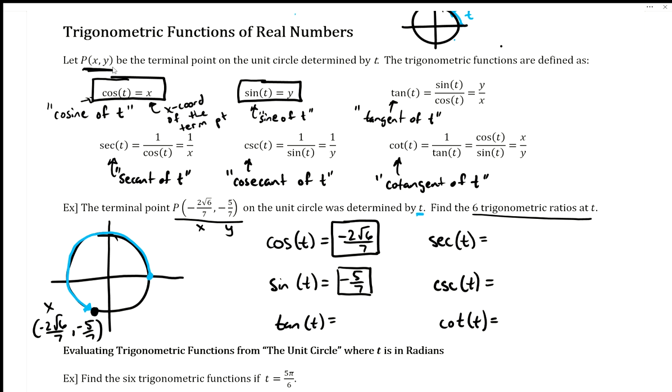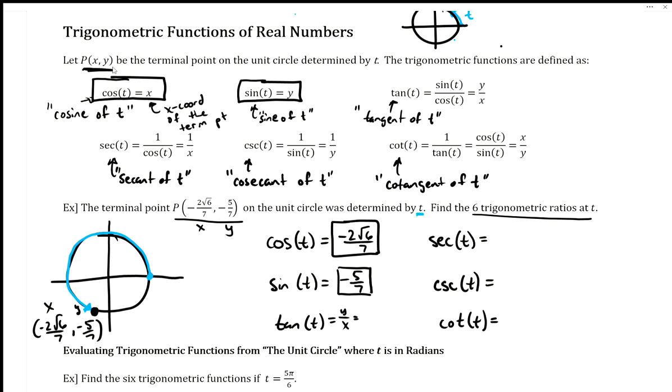Just like that. Okay, and then now we need to find those different ratios. Let's do the tangent of t. Okay, so I didn't mark the y on that. Let me mark it right there. There we go. All right, so our x-coordinate, y-coordinate. Now the tangent of t is the y-coordinate over the x-coordinate. So there's the y over x.